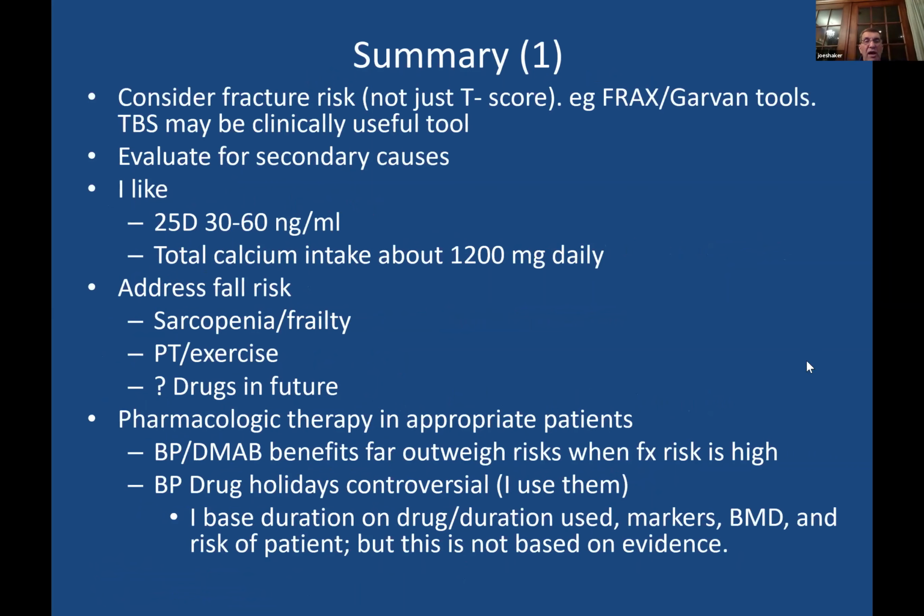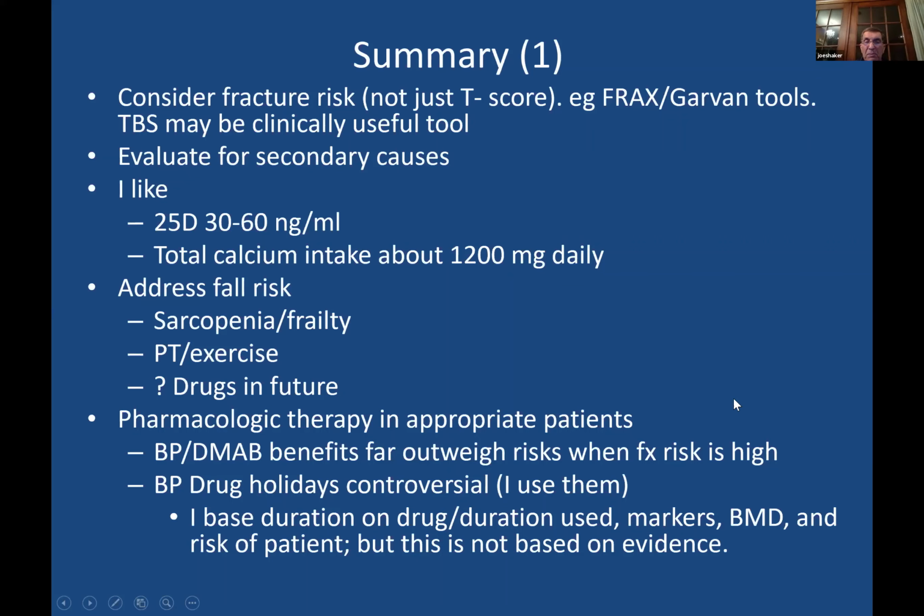So to summarize, consider the fracture risk, not just the T-score, and evaluate for secondary causes. I like my vitamin D levels to be 30 to 60 and a total calcium intake about 1200. Address the fall risk.